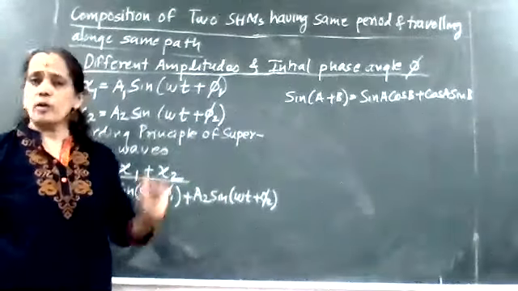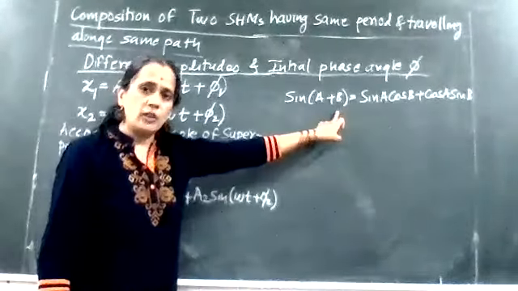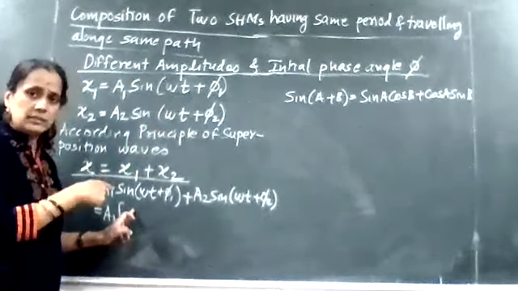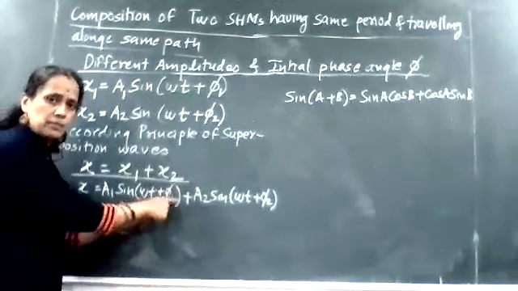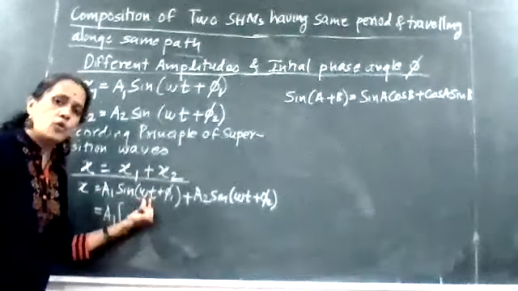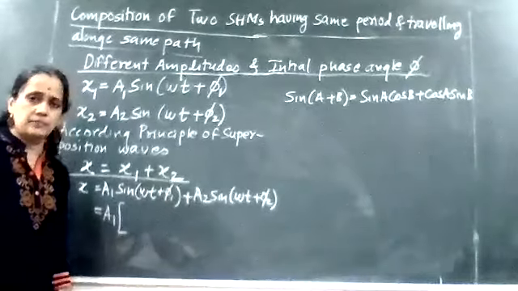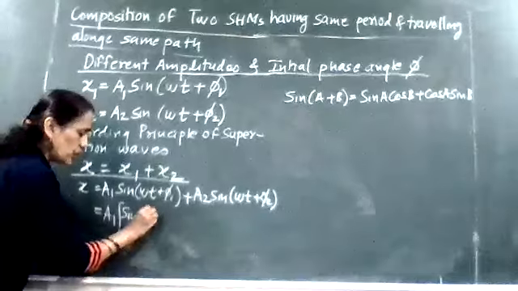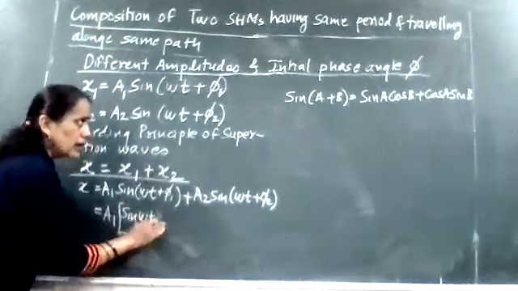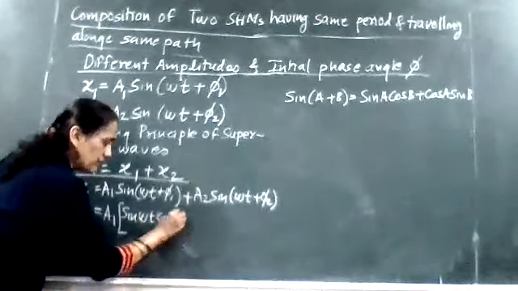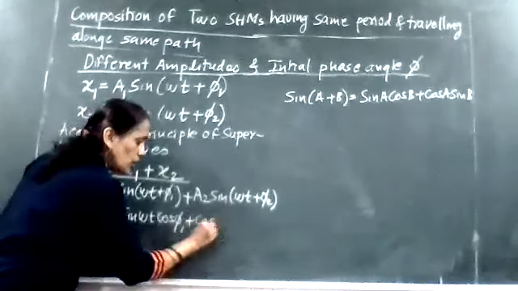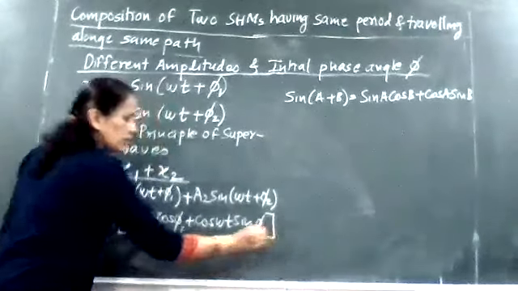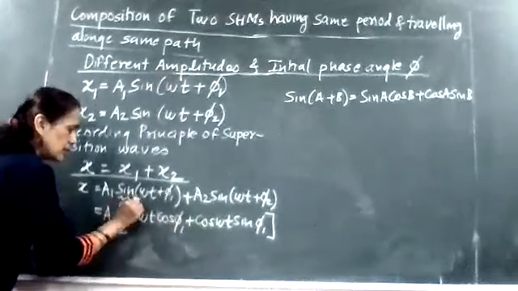So this is my trigonometry rule. Now this trigonometry rule I can follow for the equation. Now if I compare that sin(a + b) with sin(omega t + phi 1), the a value is omega t and the b value is phi 1. So using that trigonometric equation, I can write down here sin omega t cos phi 1 plus cos omega t sin phi 1. This is the expansion of this one.